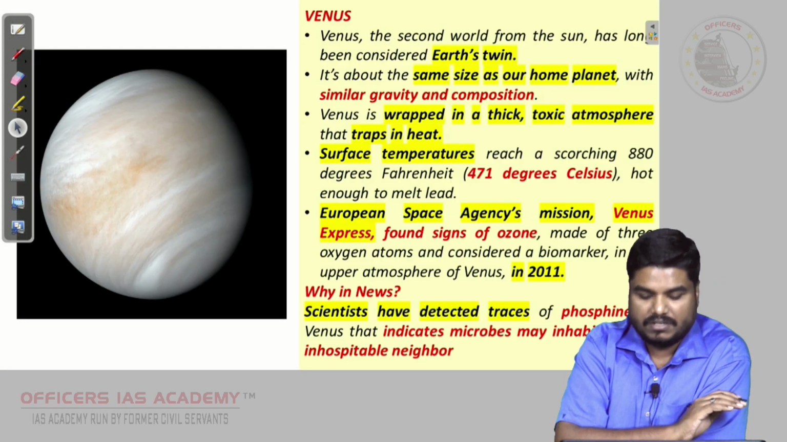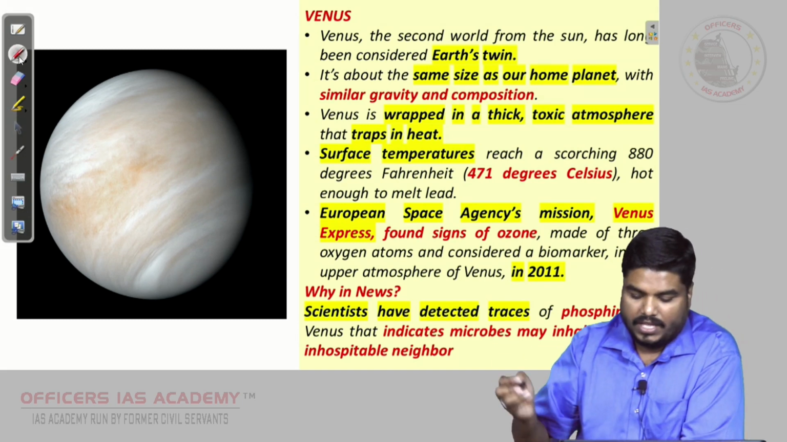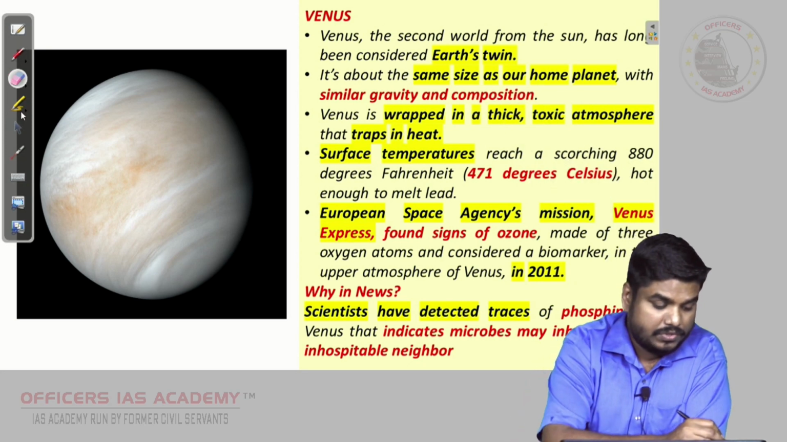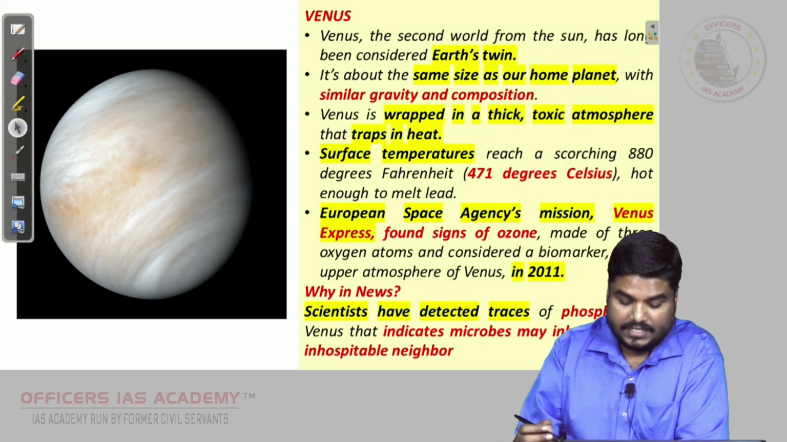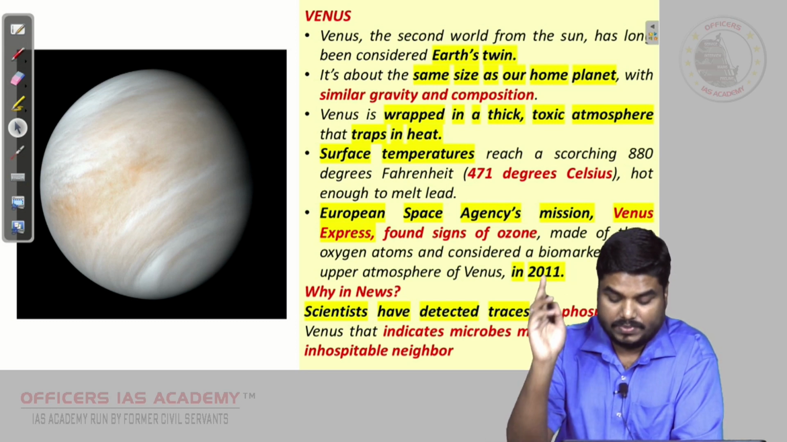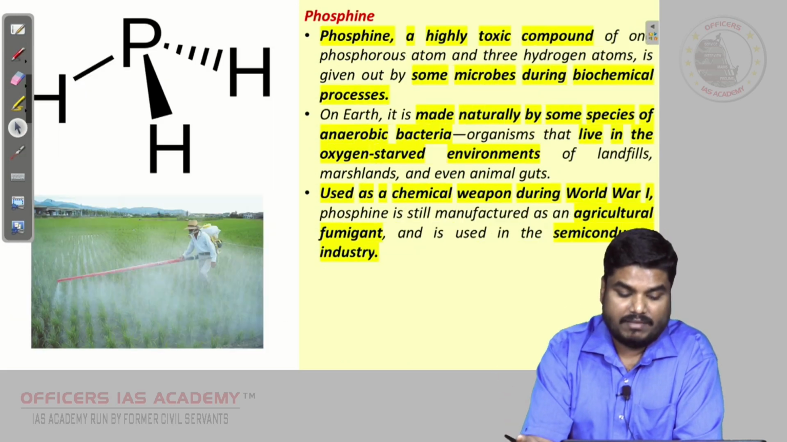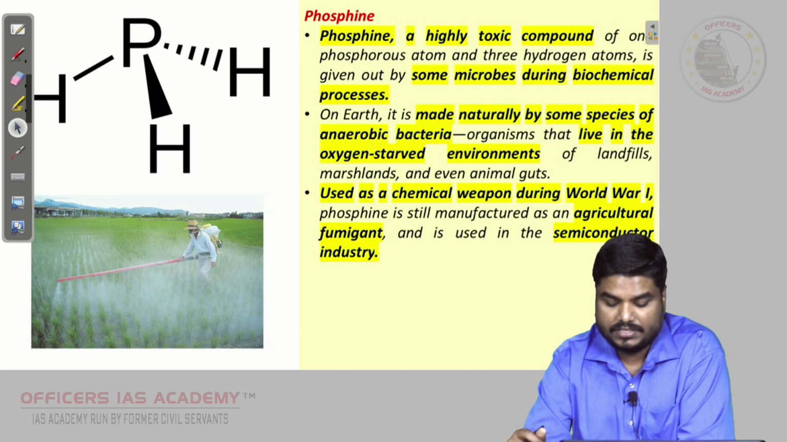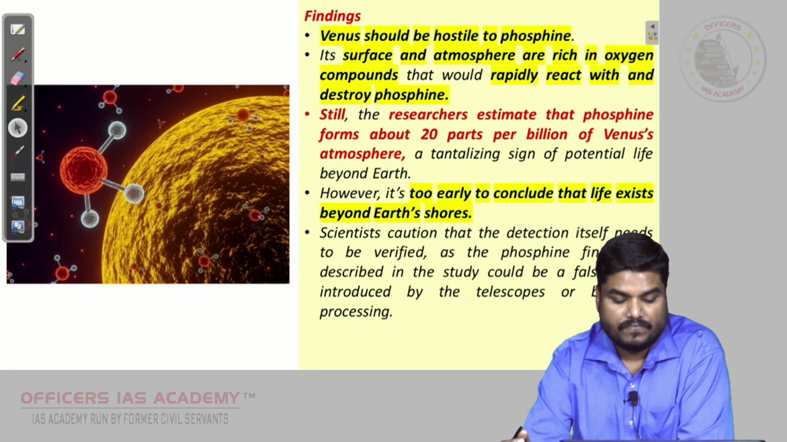So I have given some information about Venus. In 2011, the European Space Agency's Venus Express found the presence of ozone, some additional point for you. Scientists have detected traces of phosphine in Venus that indicates microbes may inhabit the Earth's neighbor. About phosphine, I said it's a highly toxic compound. Some microbes, during biochemical processes, produce this phosphine, right? It was used as a chemical weapon in World War I. It is used in agricultural fumigant manufacturing process. It is used in semiconductor industries.